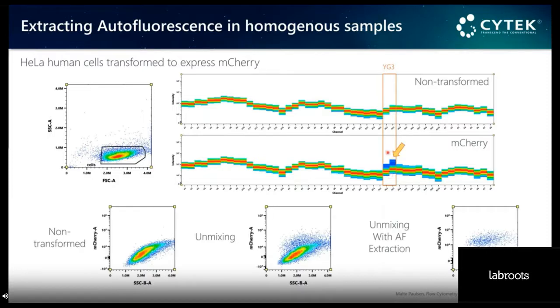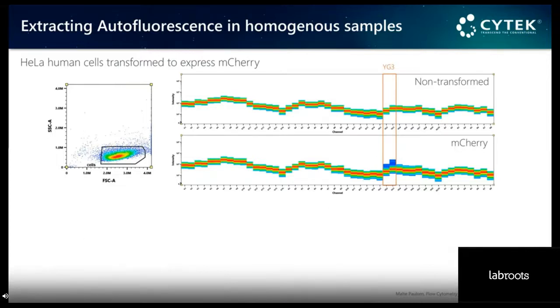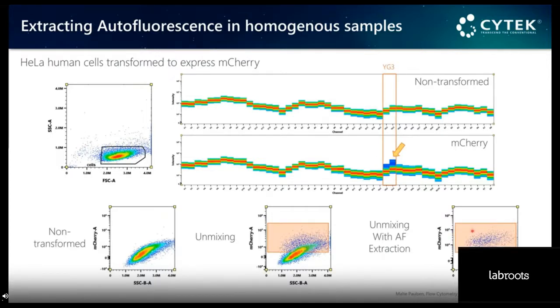And again, that might make it difficult to understand what's the positivity. Non-transformed, high background on mCherry expression, the unmixed for mCherry. We are seeing the positives, but the high background makes it difficult to know where to gate. Versus the unmixing with autofluorescence extraction. We can now see the negatives down to 0, the light was extracted, and the positives clearly separated, where we can define the percentage of positive cells for that mCherry expression clearly, compared to without extracting the autofluorescence.